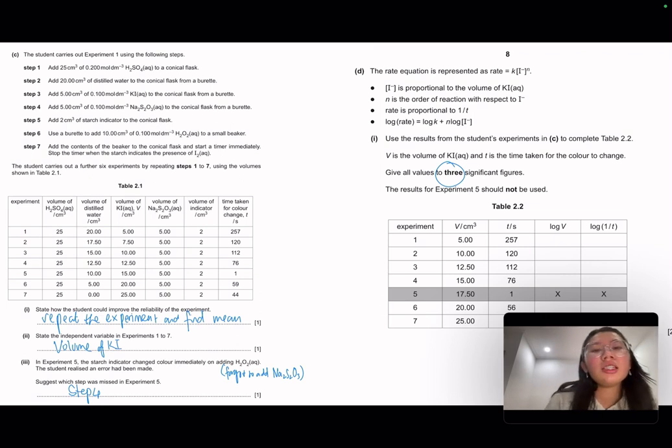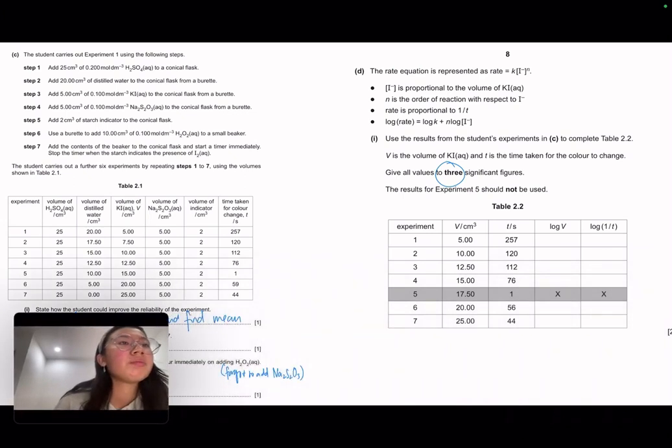Alright. In experiment 5, the starch indicator changed color immediately on adding H2O2. The student realized an error had been made. Suggest which step was missed in experiment 5. Okay, so the student probably forgot to add Na2S2O3, because that one is responsible for turning it back into iodide, so it doesn't stay as iodine. But clearly it changed color, so it was still iodine and nothing had been changed.